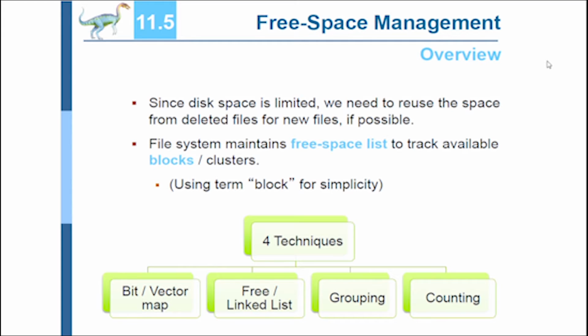First, bit map or bit vector. Second, free list or linked list. Third, grouping. And fourth, counting.